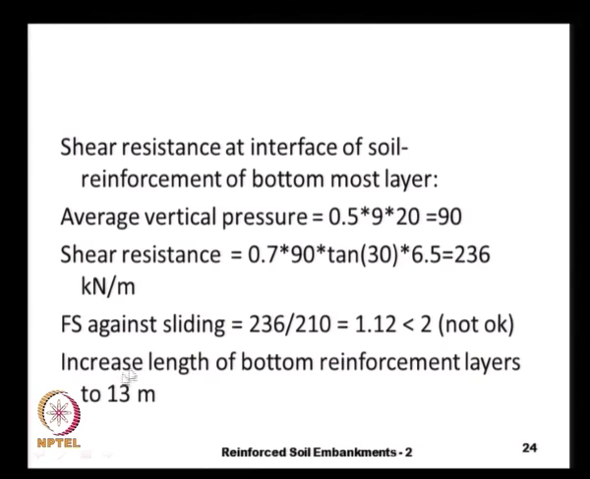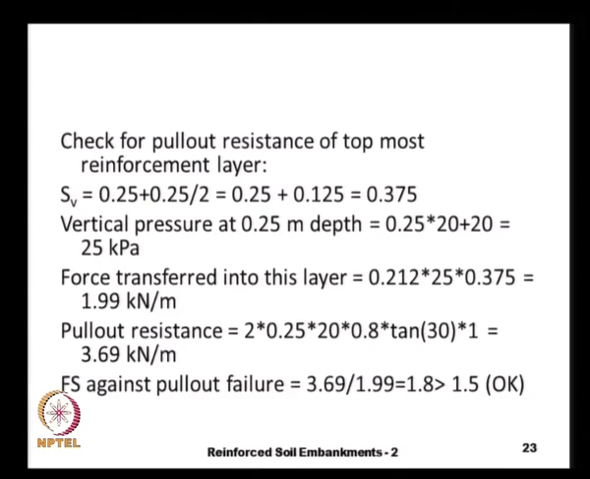So, we need to increase the length of the reinforcement. We need to increase the length of the bottom reinforcement layers to 13 meters. So, we can provide a uniform length of 13 meters over the full height of the slope. And now we need to also check for the pull out and then the rupture.